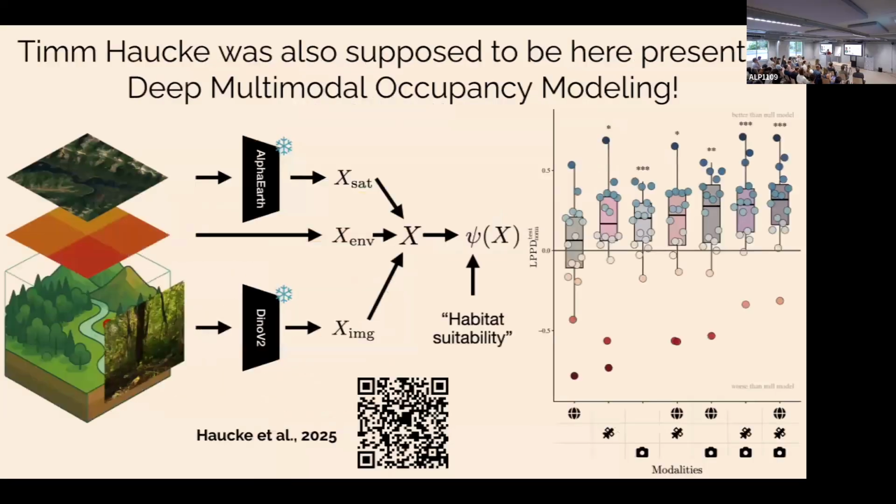Also, Tim Hawk was supposed to be here and couldn't come at the very last minute. So I did just want to flag that he's been doing some cool stuff with occupancy modeling and deep learning, leveraging ground-level image features. So take this as Tim Hawk's poster, but you should go read his paper. I think it's very nice.